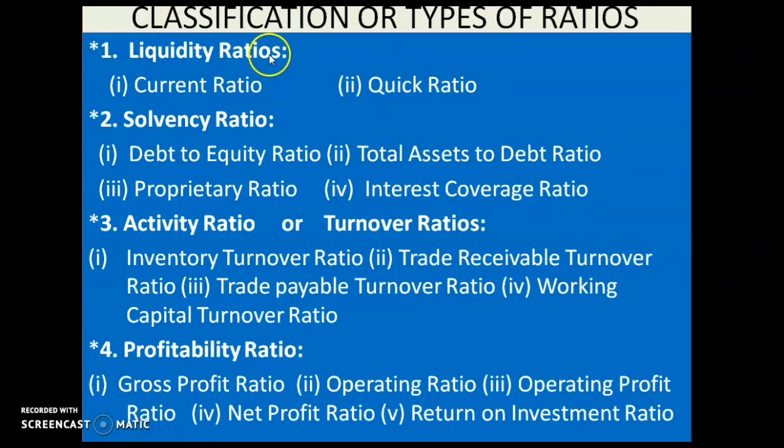First of all, let us see the classification of ratios. There are 4 categories of ratios. The first one is liquidity ratio. Second one, solvency ratio. Third one is activity ratio. And the fourth type is profitability ratio. We have already discussed the first 3 types of ratio. Today we are going to discuss profitability ratio and do some problems related to gross profit ratio.